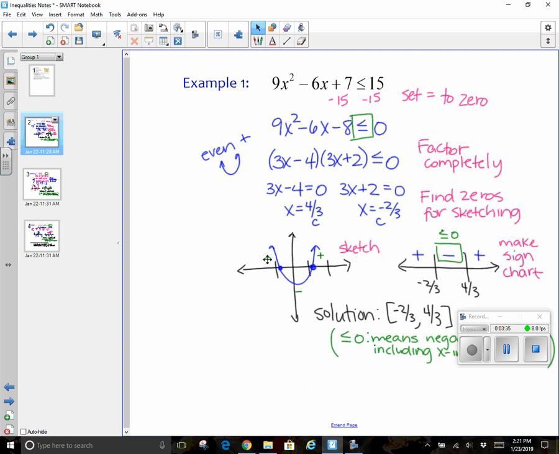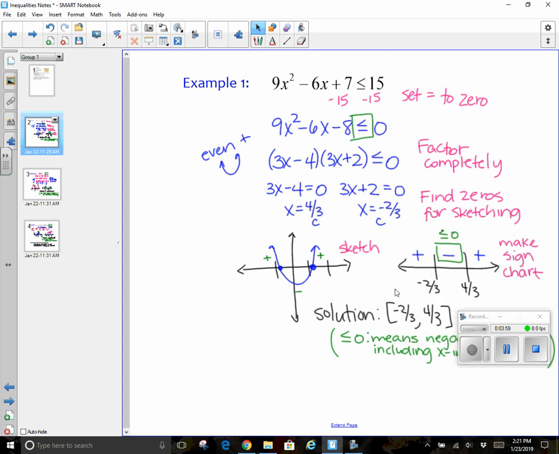You can see where I did the plus and minuses. This section of the graph is above the x-axis, so that would be a positive section. This section of the graph is below the x-axis, so that's a negative section. And this section of the graph is above the x-axis, so it's a positive section. So here's my sign chart. The only points I need to label on my number line are the x-intercepts.